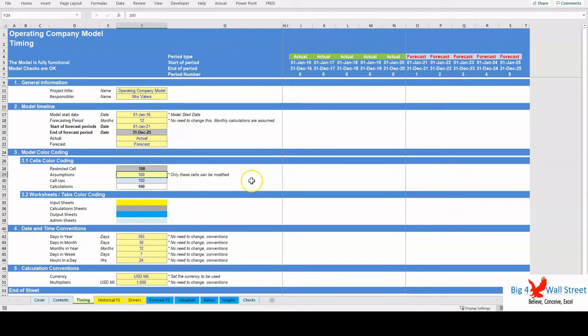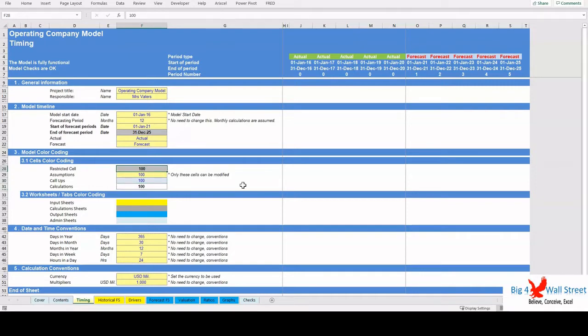Inputs are always depicted with a yellow fill and blue letters. Call ups, that is direct links from other cells, are filled in light blue with blue letters, while calculations are depicted with white fill and black characters. Gray cells are restricted cells which you must not change.